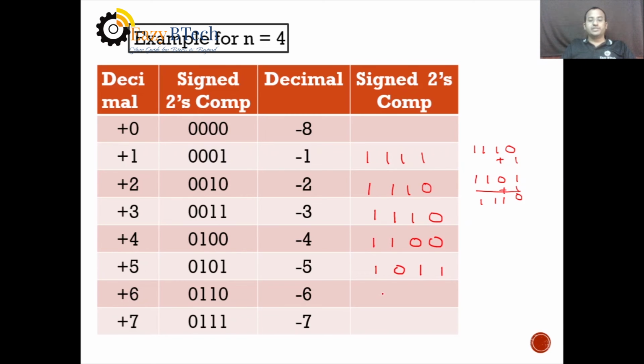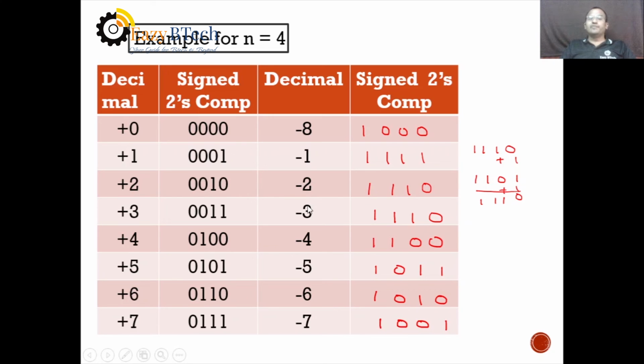Minus 6 is 1 0 1 0. Minus 7 is 1 0 0 1. Whereas minus 8 will be represented here with 1 triple 0. You can cross check. So these are all the representations for these negative numbers.